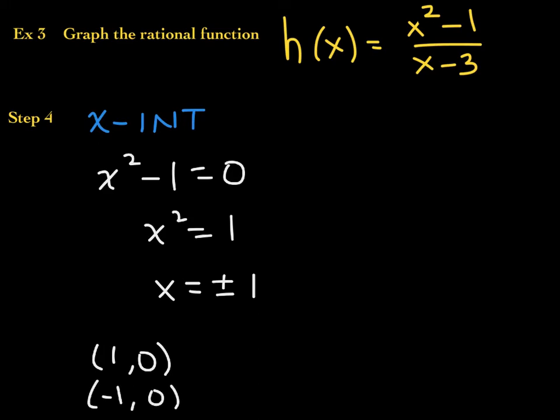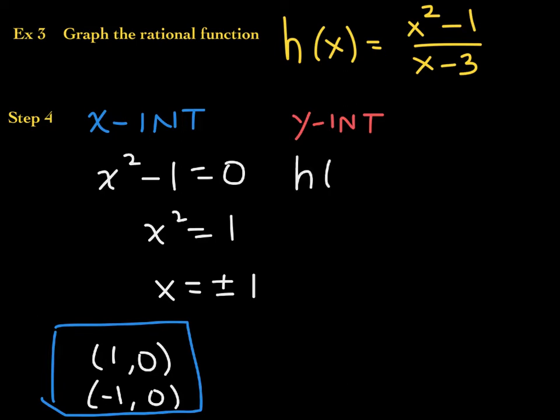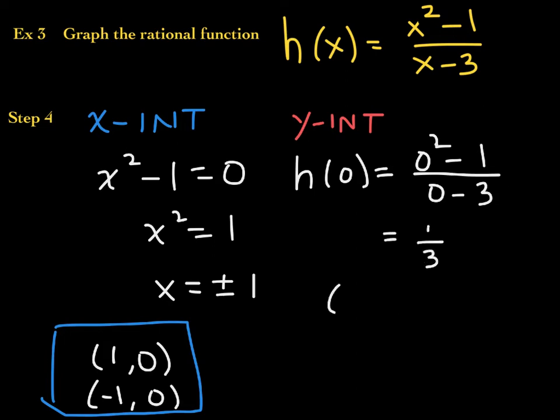So there are 2 locations at which the graph will cross the x-axis, all right? Now let's find the y-intercept. The y-intercept is always found by substituting 0 in for x. So basically, h of 0. So it'll be 0 squared minus 1 over 0 minus 3. So negative 1 over negative 3 will be positive 1/3. So then it's 0 comma 1/3 as your one and only y-intercept.